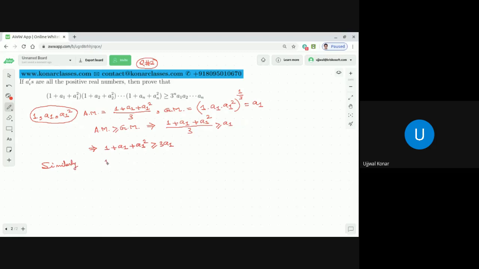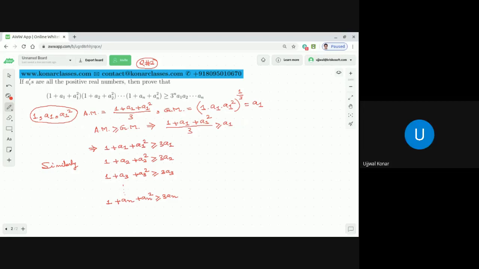Now, similarly, we will get 1 + a2 + a2² is greater than or equal to 3 into a2. 1 + a3 + a3² is greater than or equal to 3 into a3. In that way, I can go up to the nth term: 1 + an + an² is greater than or equal to 3 into an. All of you are absolutely clear?